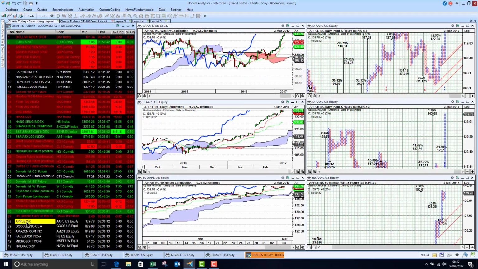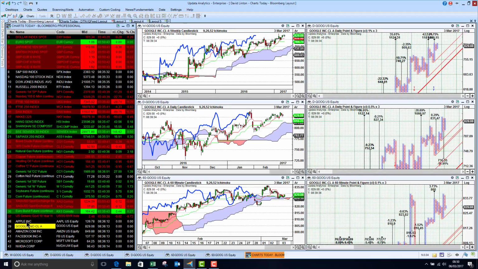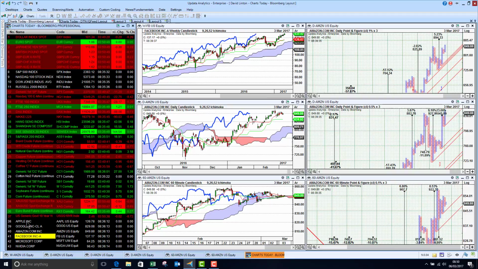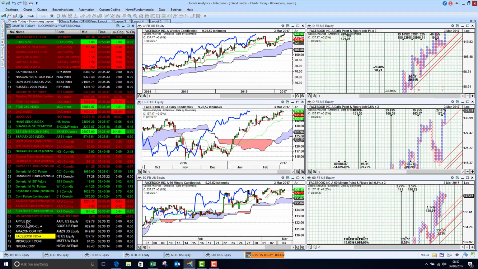Apple on Friday, still holding on to the bullish trend. Google, again, holding on to those bullish trends. Amazon, much the same. Facebook nudging new highs last week. Lots of upside targets. 140s is the next stop there. 140.7, 141. It'll be interesting to see if we can do that this week.